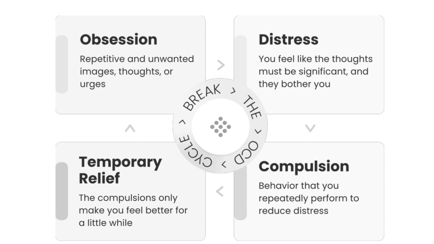So as you can see here, we start with the obsession. It's that repetitive, unwanted thought or image or urge. It causes great distress. Then they have this compulsion. It's a behavior that repeatedly performs to reduce that distress, and then they feel some temporary relief. So the compulsion makes them feel better for a little while, and it reduces their anxiety. The goals with therapy for people with OCD is to break this cycle.